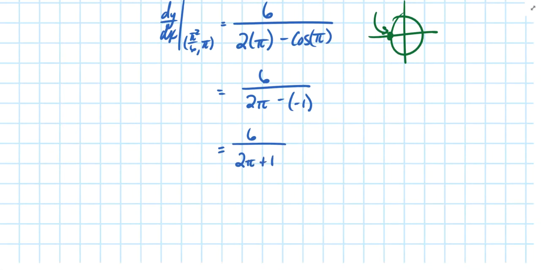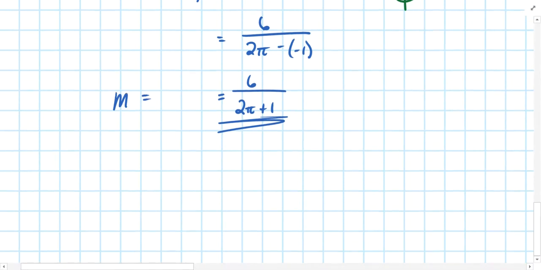Now that seems strange to say that the slope is equal to 6 over 2 pi plus 1, but I'm going to leave the slope just as it is. I'm not going to turn this into a decimal or any other fraction because the instructions do say to type an exact answer using pi as needed. So no decimals or rounding is going to be permitted here. So let's see what happens next.